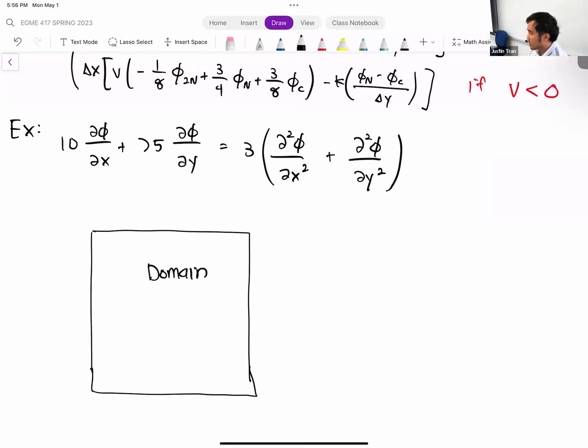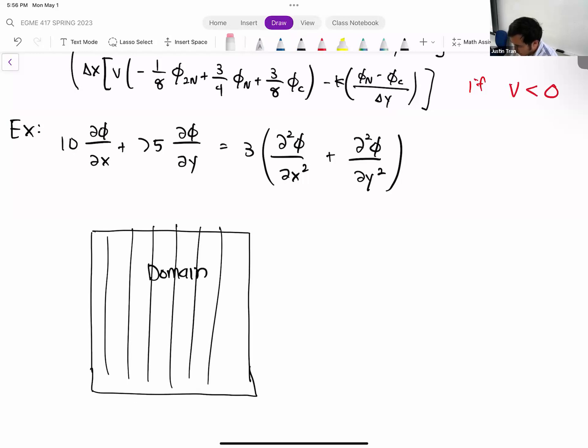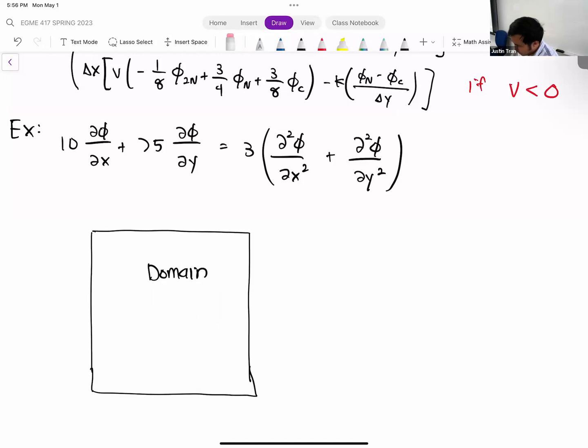So this isn't a cell, this is the entire domain. And in reality, we're going to be splitting this up into finite volume cells, but just for simplicity, I'm just going to draw the squared domain. This is mainly just to show you the boundary condition.